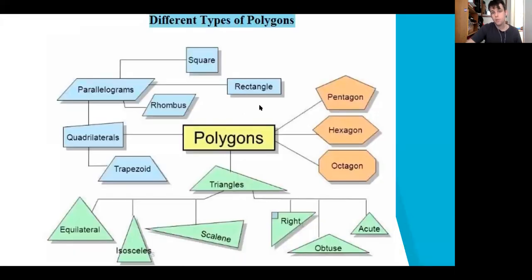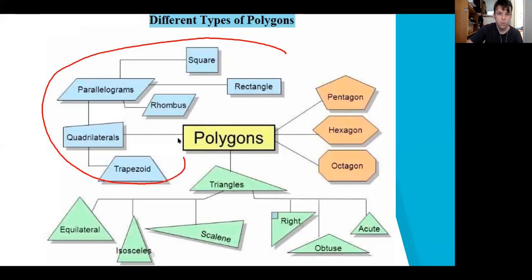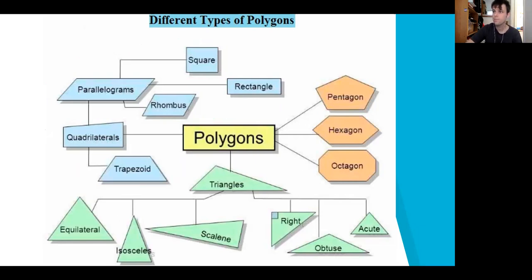So we're talking about lots of different polygons here. In the rest of the chapter, we're going to be focusing on this side over here, all of the different quadrilaterals that can exist. But throughout this chapter, we'll make use of all of these different things.